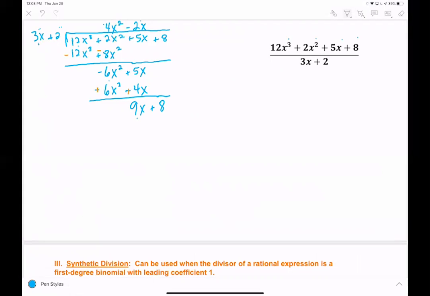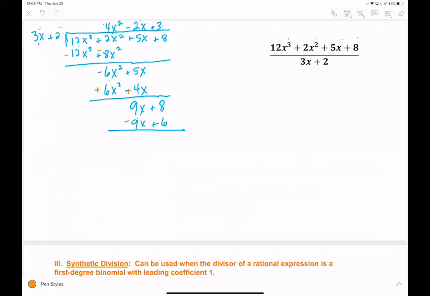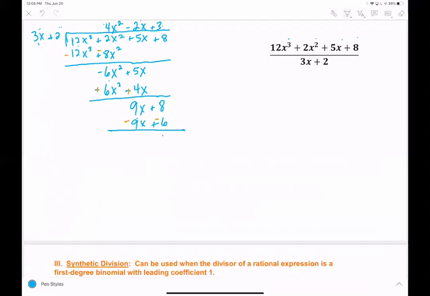9x divided by the 3x is 3 with no x. Then we're going to multiply 3 by the 3x and the 2. So that's going to give us 9x plus 6. Now we're going to subtract again. And that's going to give us, the first terms will cancel, 8 minus 6 is 2. So this is our remainder.